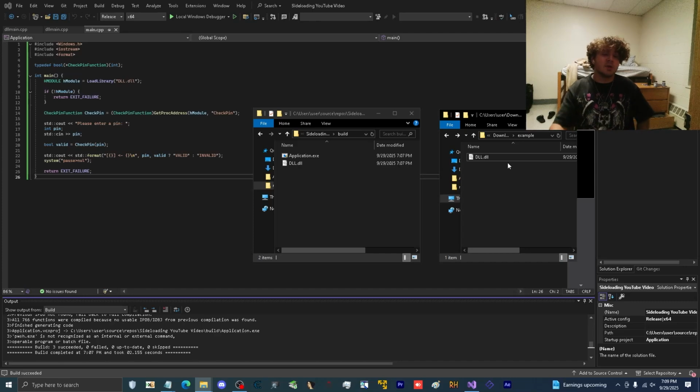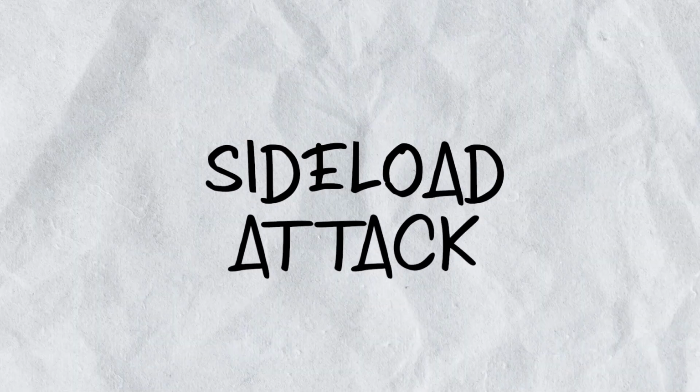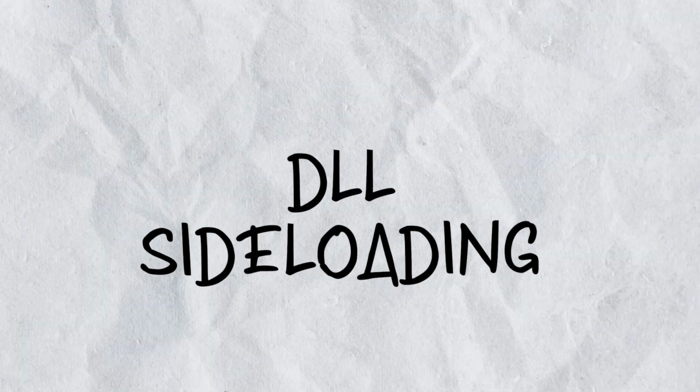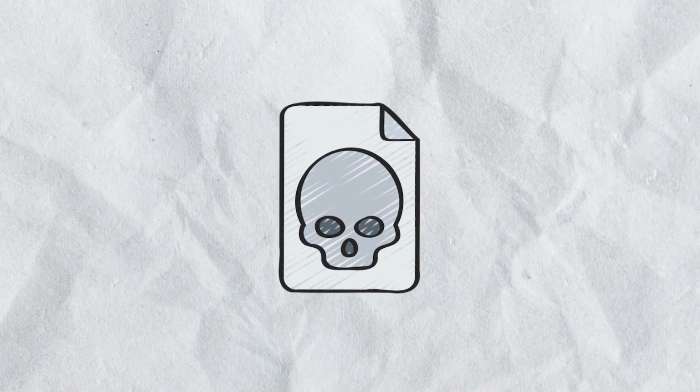What's up, guys? So I'm going to be explaining what a sideload attack is today. Pretty much, a sideload attack in the context of DLL sideloading is where you're replacing a legitimate DLL or a legitimate dependency with a malicious one. And the context of this would be used in, I would say, three big scenarios.